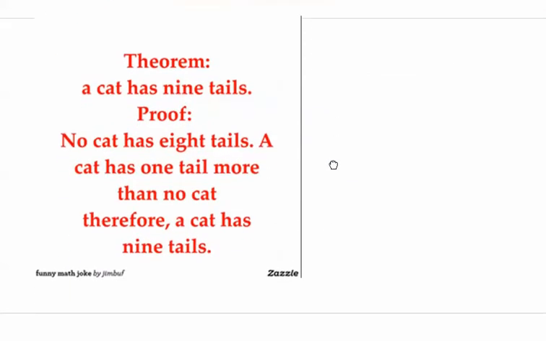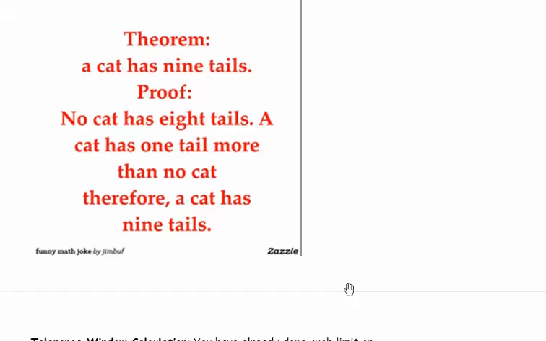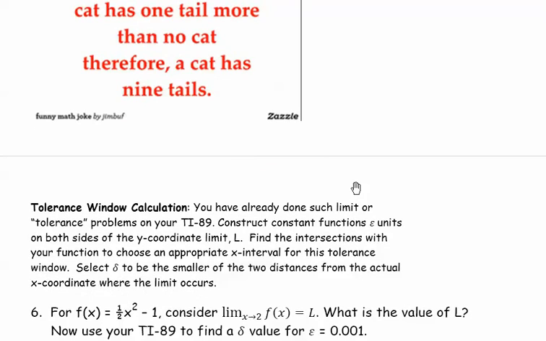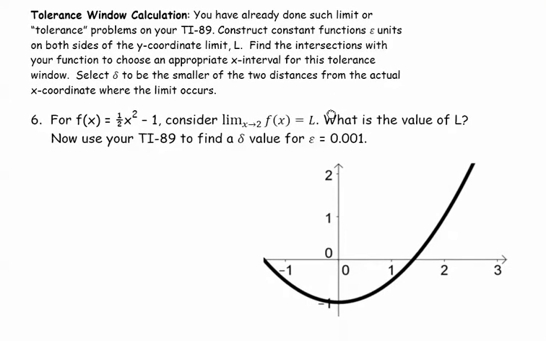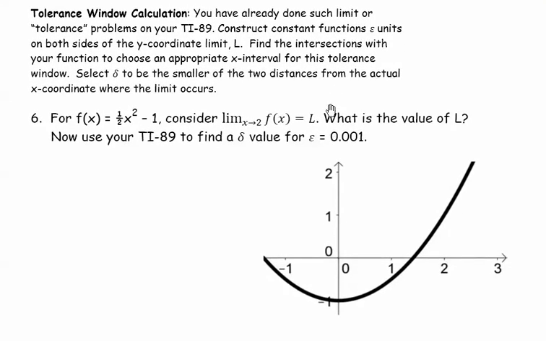Here we've got kind of a joke on the idea of a proof. Clearly not good logic. Cat has 9 tails, no cat has 8 tails. A cat has 1 tail more than no cat. Therefore, a cat has 9 tails. So that's fake logic; we want to use good logic as we're doing our delta epsilon tolerances.